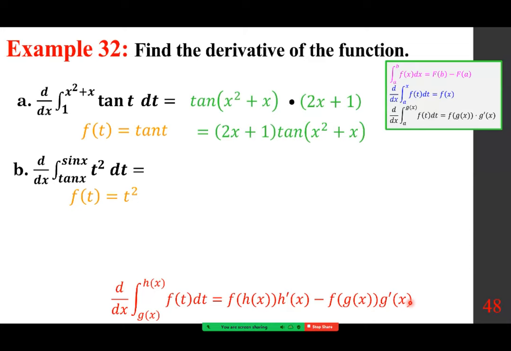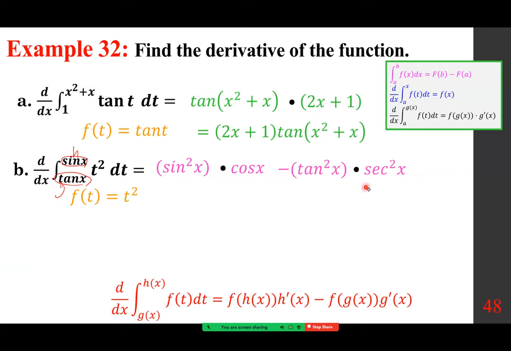So let's do this step by step. f of t is t squared. So replace the t with sine, so sine squared x, that's this part. h prime of x, the derivative of sine x, I mean, times cosine x, minus f of g of x. So replace the t with tan x, minus tan squared x, and then times g prime. Here's your g. So let me just write that in case this is the h function, this is the g function, and g prime, the derivative of tangent, is secant squared. And you can leave it like that, sine squared x cosine x minus tan squared x secant squared x, because it's as simplified as possible.